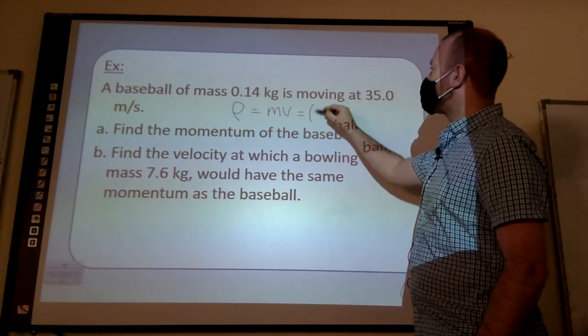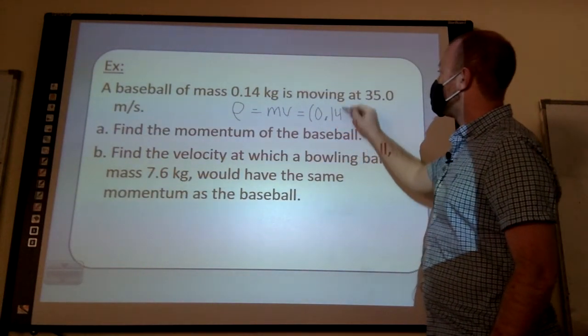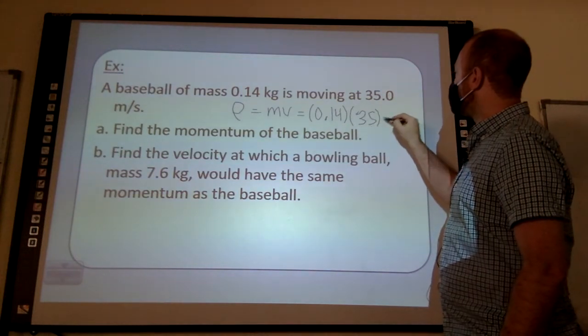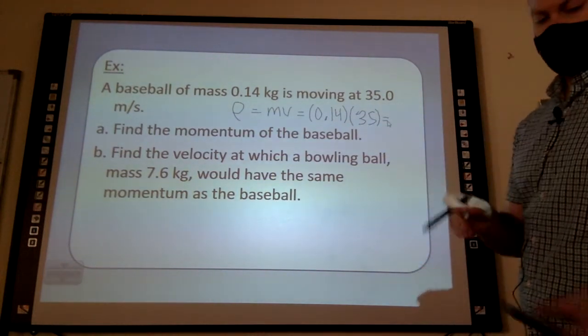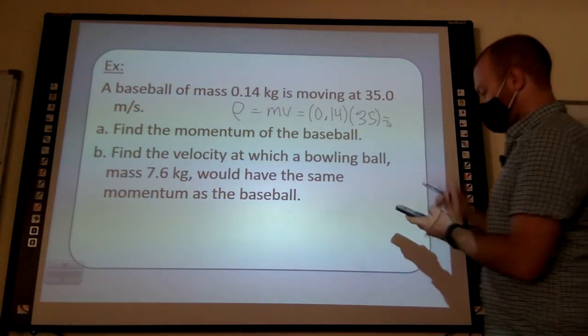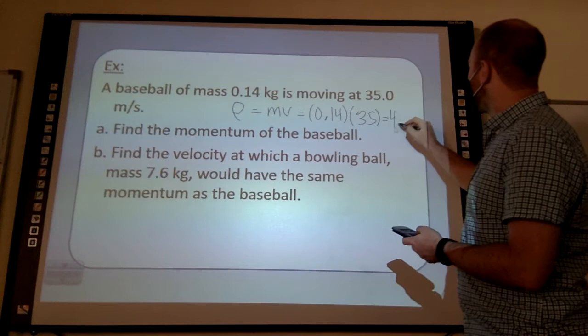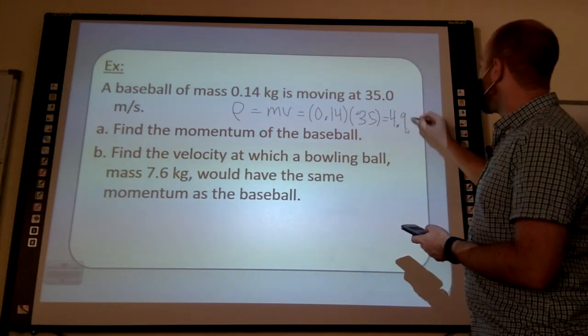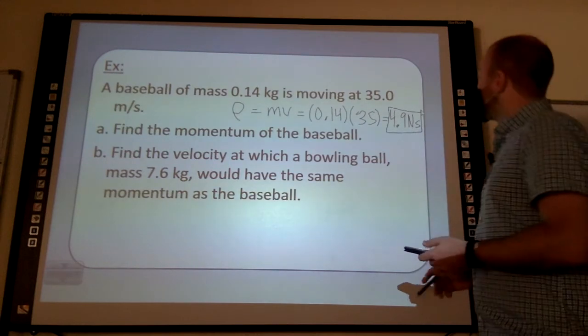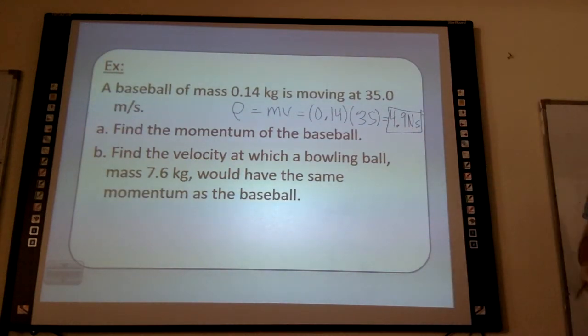So I have mass, and the units will be Newton seconds. So here's the momentum of the baseball. It does not give us direction, so we don't put that in the answer. I just leave it as this.